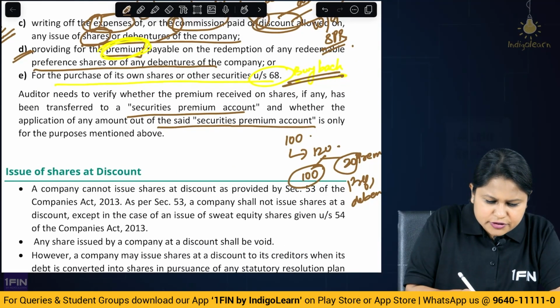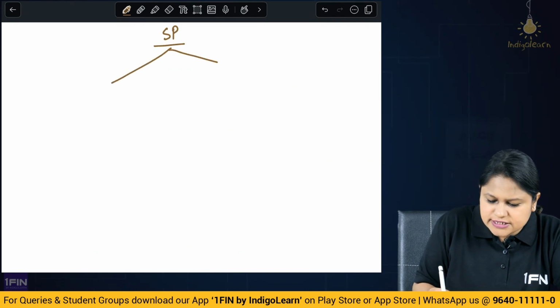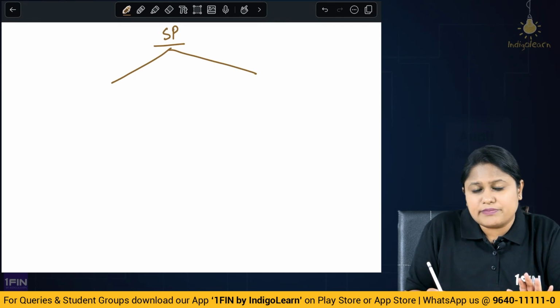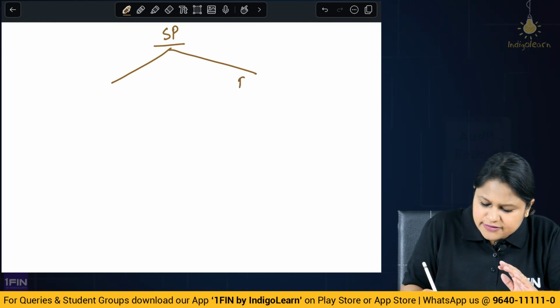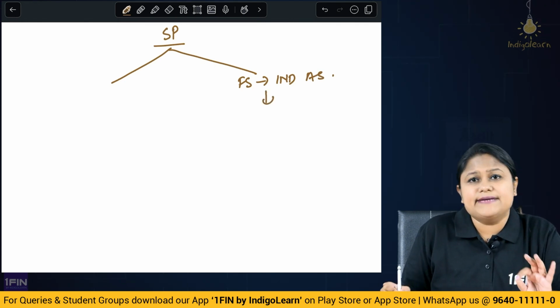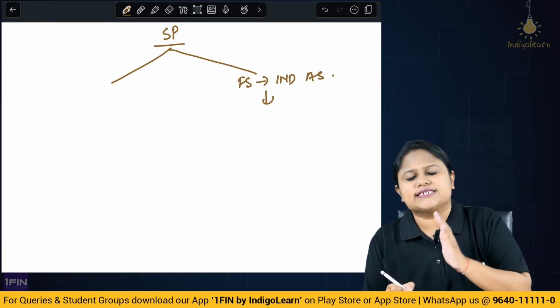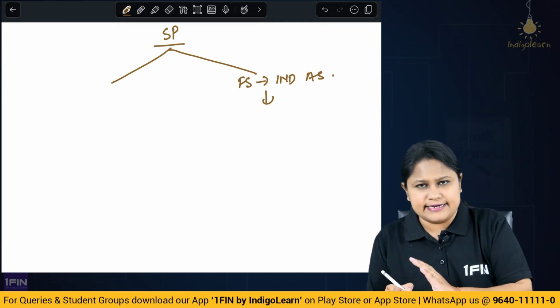Very, very important. Now when you talk about securities premium, the bifurcation you should understand in 2 ways. Those companies which are required to prepare their financial statements by complying with those accounting standards which are given under section 133 of the Companies Act, so basically financial statements in compliance with Ind AS. That is, the prescribed class of companies whose financial statements have to be prepared in accordance with Ind AS.